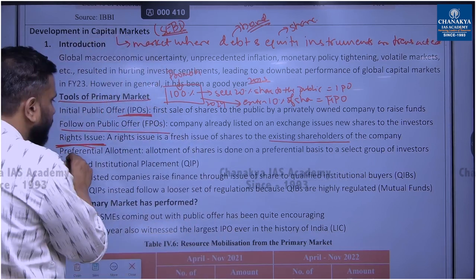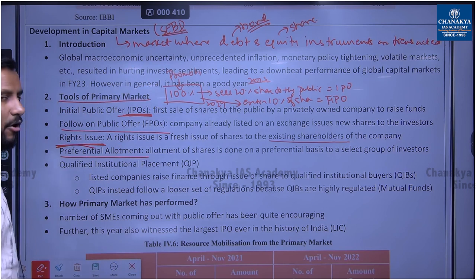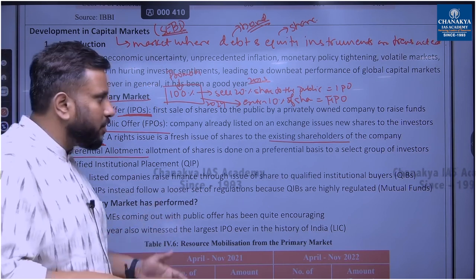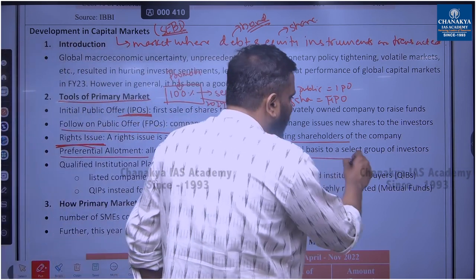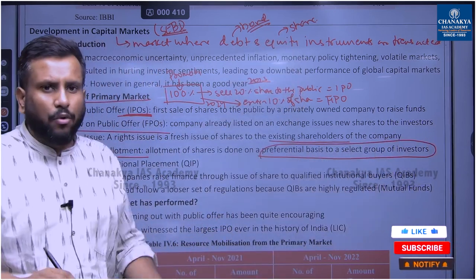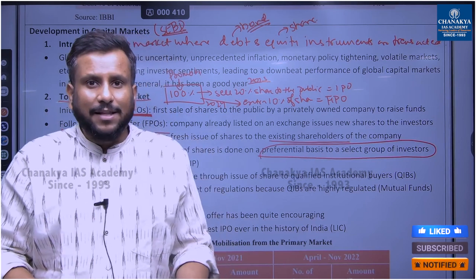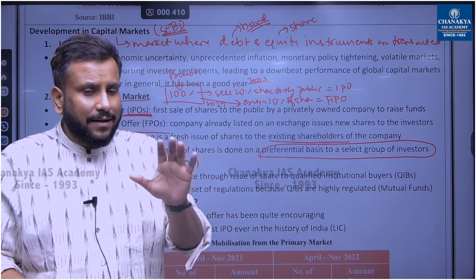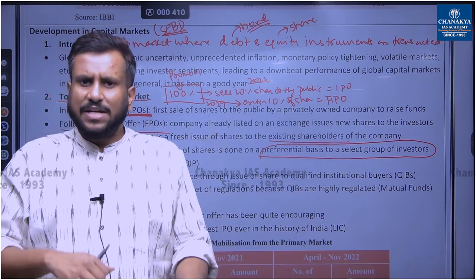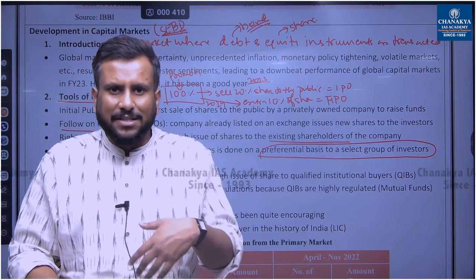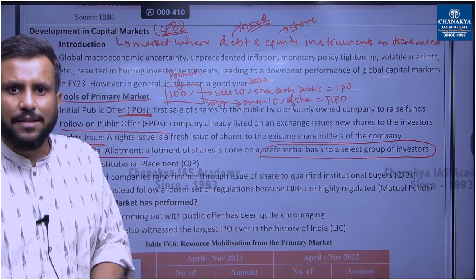Similarly, you have preferential allotment. Preferential allotment ka matlab ki you are selling your share preferentially to a select group of investors. Okay, you're not going to the public. You're not selling it to your existing shareholders. Rather, you are selling those shares to a selected group of investors, which can be anyone. The company has to decide to which investor it wants to sell the share.